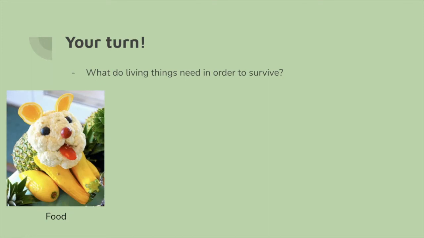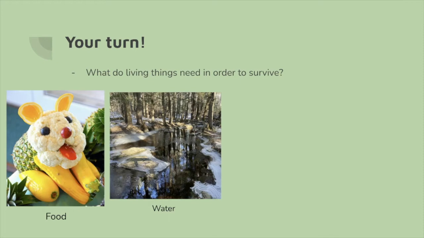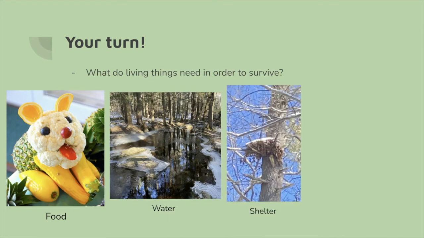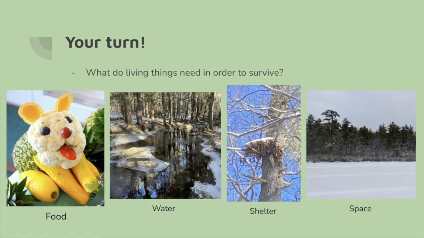So some of the answers that we came up with first was food. As you can see, this cute little guy represents the food that we all need to survive. We need water, which helps us to survive also, gives us energy. We need shelter. As you can see, this squirrel's nest in the tree keeps the squirrel safe from all of the other elements within our biosphere. And then there's space, which helps us find the resources that we need to survive, like the food and the water and the supplies that are needed to create a shelter.